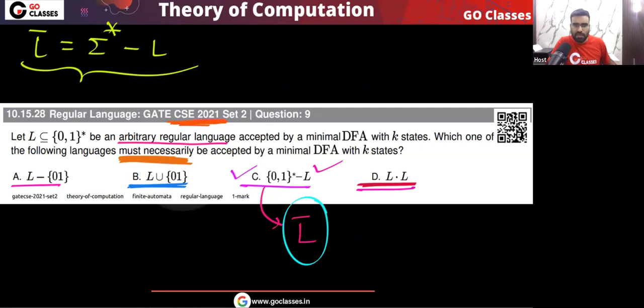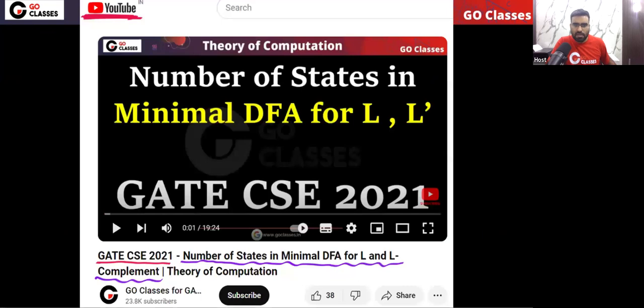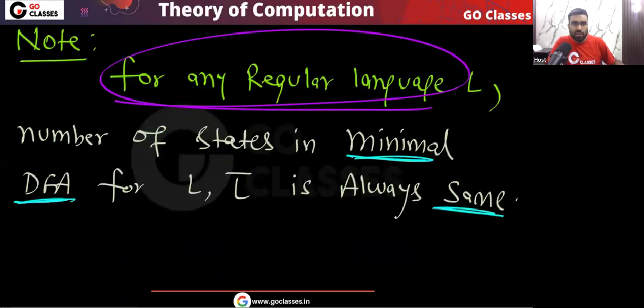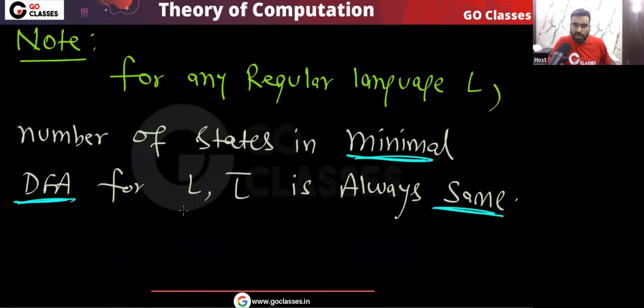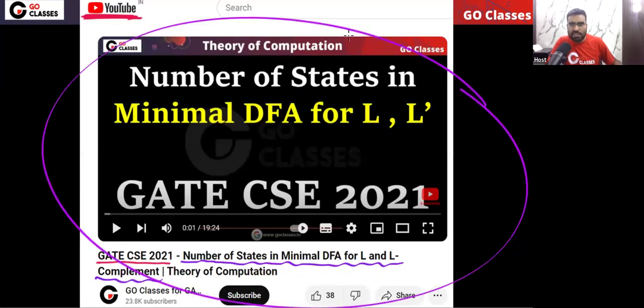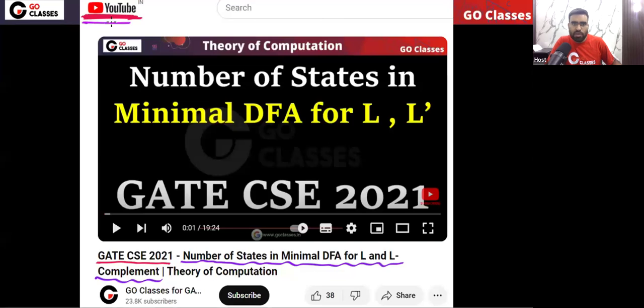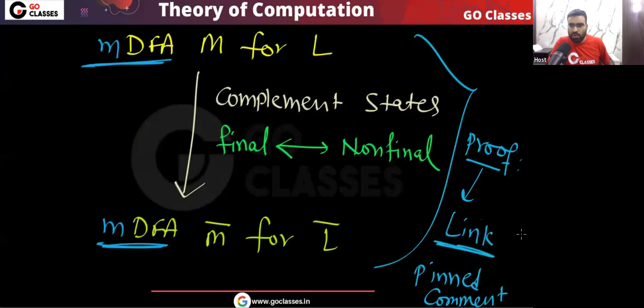Basically, in this question, the important result is this: for any regular language, the number of states in the minimal DFA for L and L complement is always the same. The proof I have discussed in this video, which you can find on YouTube. You can search for GATE CSE 2021 number of states in minimal DFA for L, L complement. You can watch this video, or the link I will provide in the pinned comment, also in the description, so you can check it out.